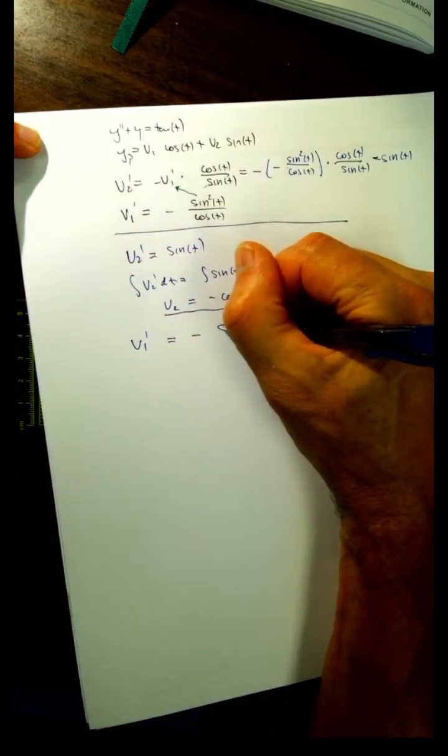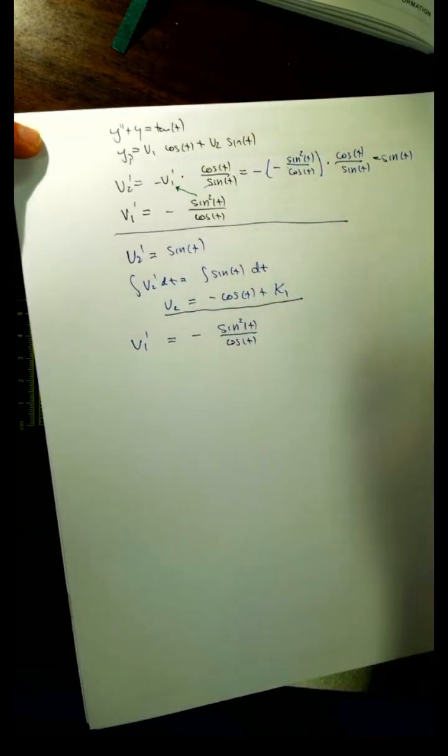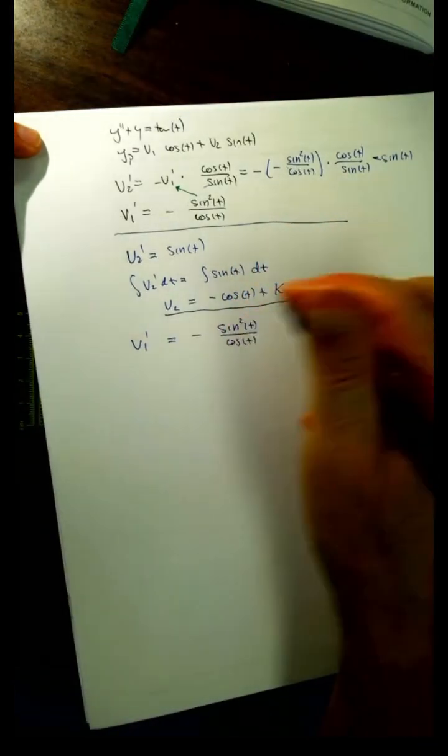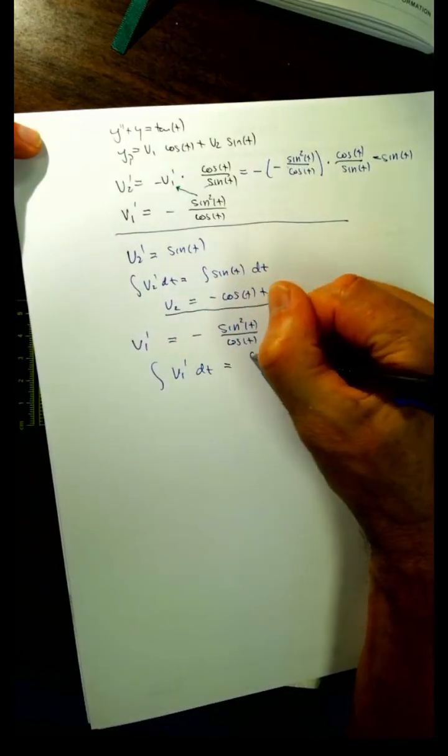Now for v1, this is going to be a mess. I'm integrating trig functions, so I'm going to have to do trig identity nonsense. But the process is exactly the same. I take the antiderivative of both sides.